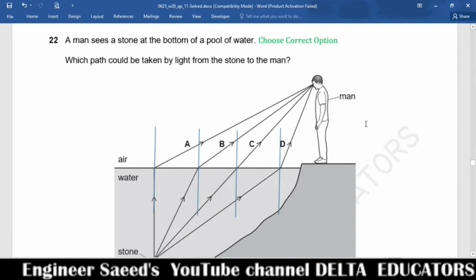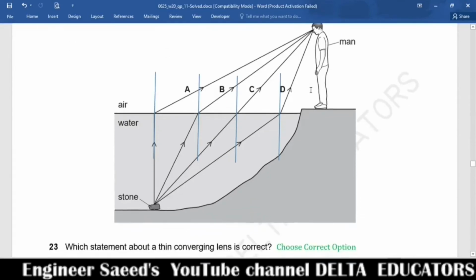Question number 22. A man sees a stone at the bottom of a pool of water. Which path could be taken by light from the stone to the man? Here we have four rays A, B, C and D and we have to find out which ray will reach the eyes of this man that is coming from this stone.